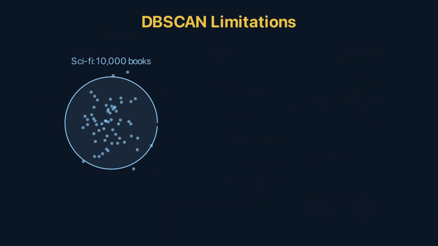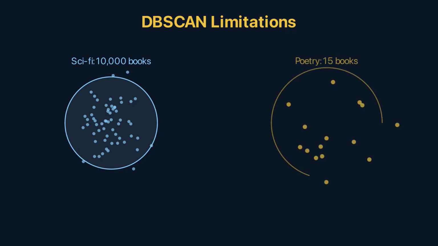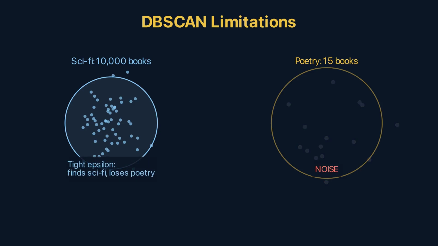DBSCAN has its own limitation. Poetry collection, 15 books, spread thinly across a corner of the library. With epsilon set to find the dense sci-fi cluster of 10,000 books, the poetry books are too sparse to trigger the minPts threshold. DBSCAN labels them as noise. 15 legitimate books lost to the noise bin.